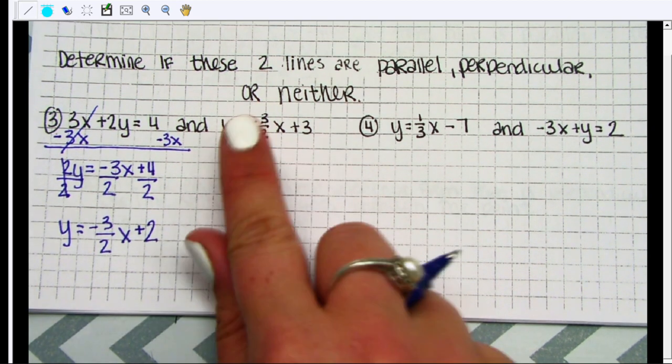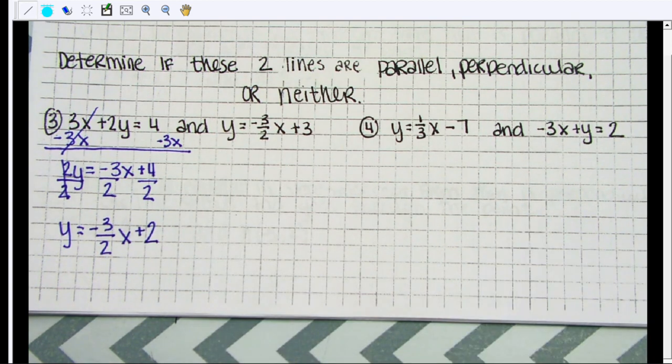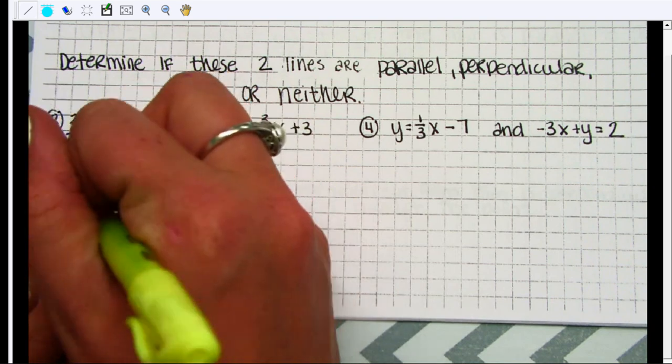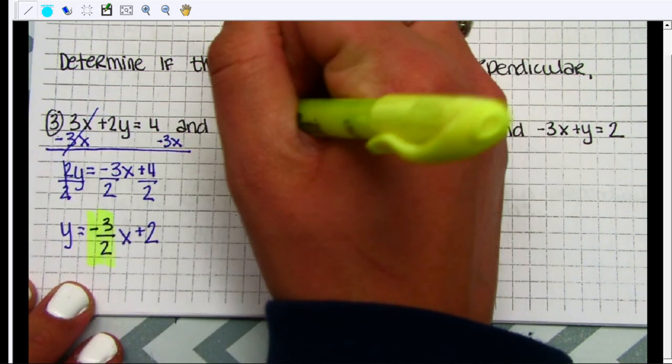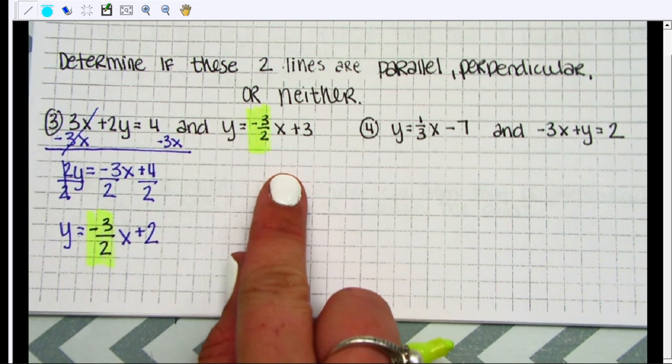Do I have to do anything special with the second equation? No, it's already y equals. It's already done. So what kind of lines are these two? Parallel. How do you know? Same slopes. What are the slopes? I want to make sure we know. Negative 3 over 2. I've got one here and one here. I don't have to do anything with this problem. Don't make it harder than it is. There's nothing to do with the second part.